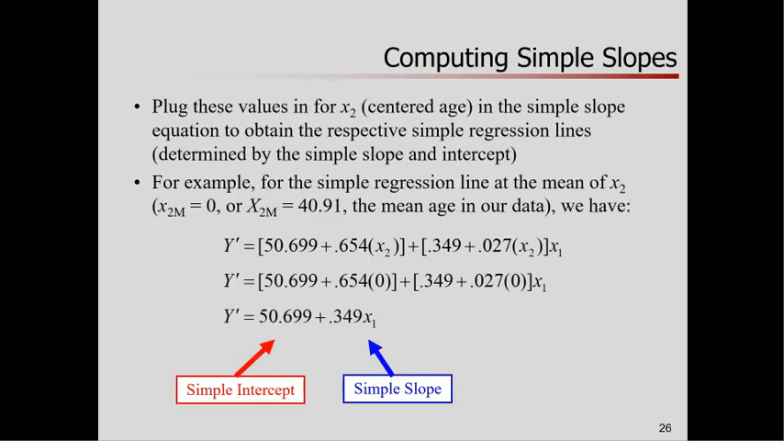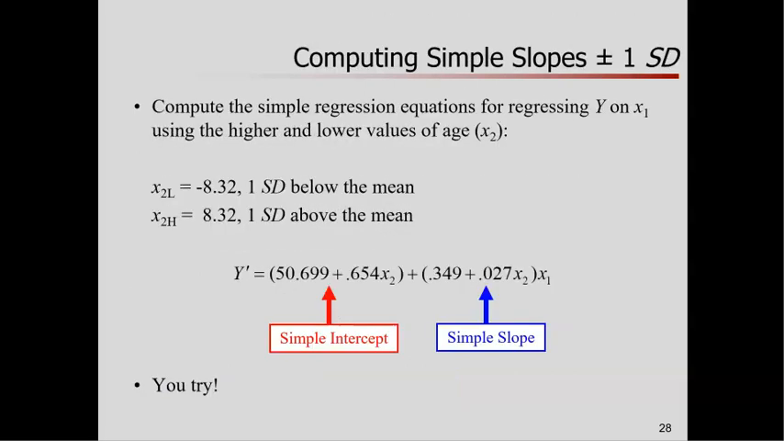So I did the easy one, where plugging in 0, multiplying by 0, things drop out. Good, now you do the hard ones. Step through the calculation, plugging in a value of one standard deviation above the mean for x2, 8.32, and one standard deviation below the mean, negative 8.32, and see what you get. Take a few minutes, work with a neighbor if you'd like.